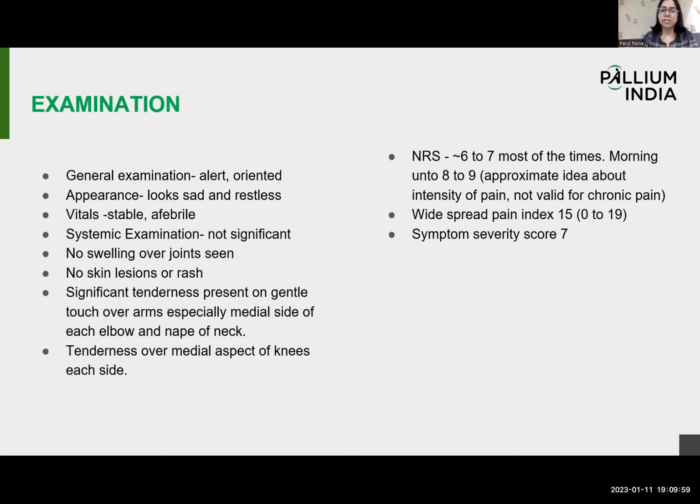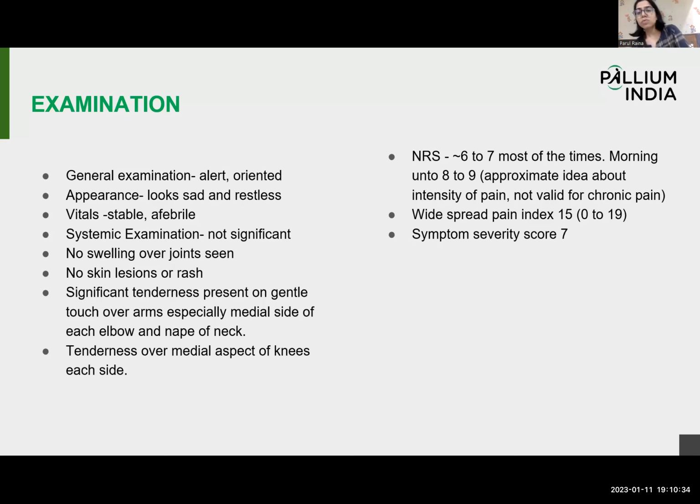On general examination, the patient is alert and oriented. Patient looks sad and she was quite restless. Though her vitals and system examination were not significant, there was no swelling over the joints as well. There were no skin lesions. There was a significant tenderness even while touching her, she said that there is extreme pain. And I especially noticed that the pain was more while touching on the medial aspect of the neck, the medial aspect of the arms, and over the medial aspect of the knees.